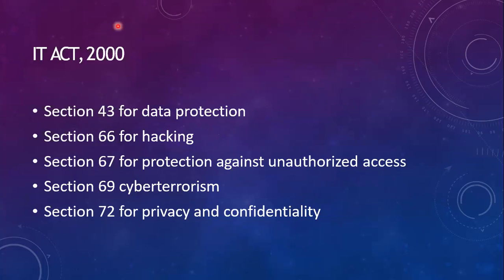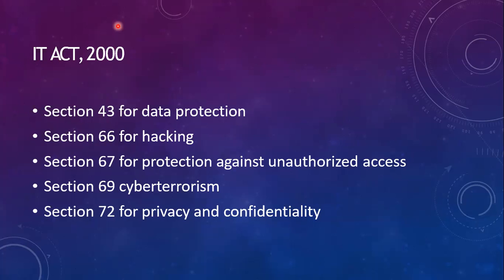In the IT Act 2000 you have various sections. Section 43 is used for data protection, section 66 is for hacking, section 67 is for protection against unauthorized access, section 69 is for cyber terrorism, and section 72 deals with privacy and confidentiality. We are going to look at these in detail, and see what punishment follows if somebody breaches or breaks that law.